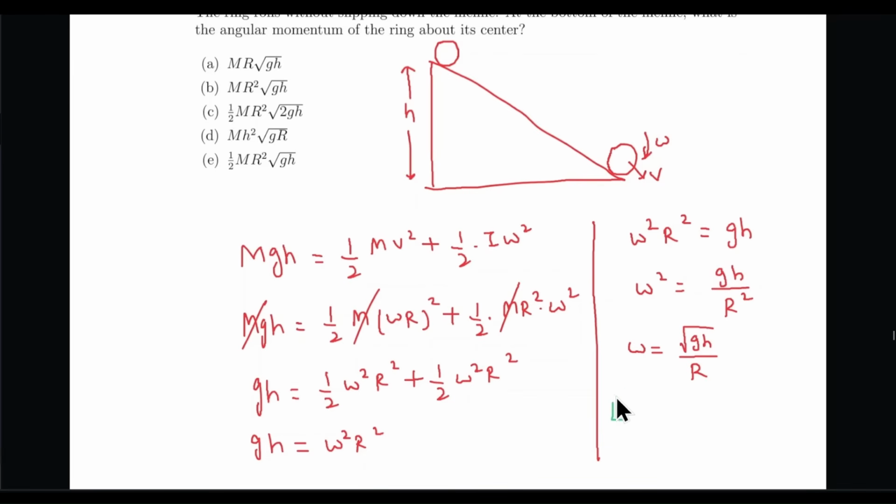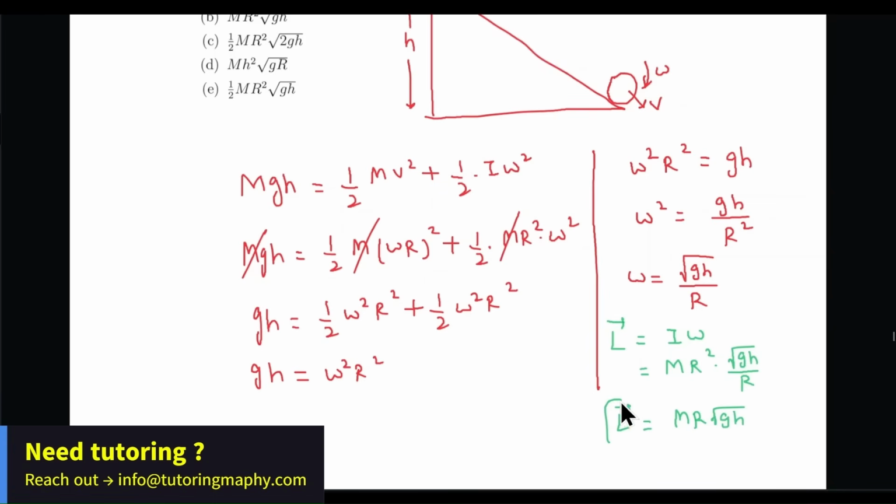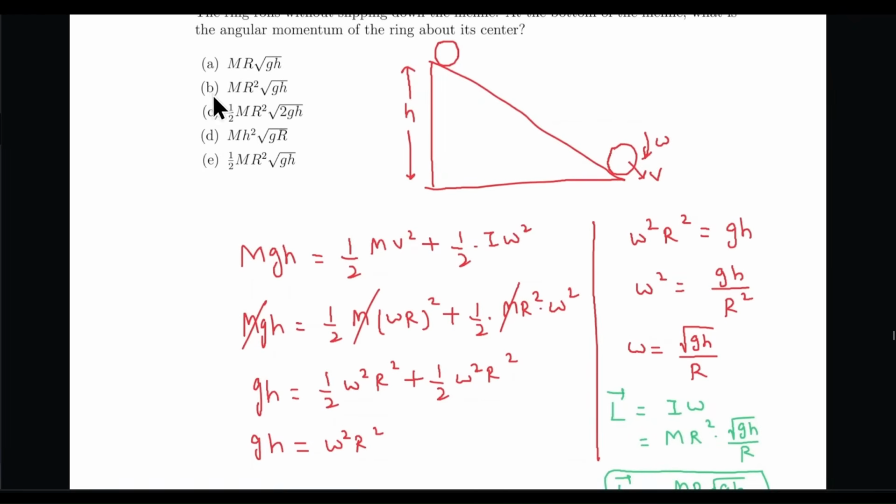And now we need to find the angular momentum, which is I omega. I, for the ring, is mr square, and omega is root gh over r. One of the r is cancelled, so I'm left with mr root gh. Oh my goodness, that's a gross expression. I hope that is in the options. Yes, indeed, option A. That should be the correct answer.